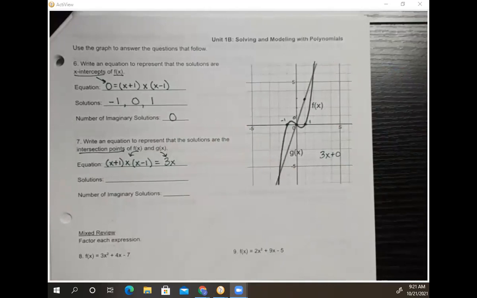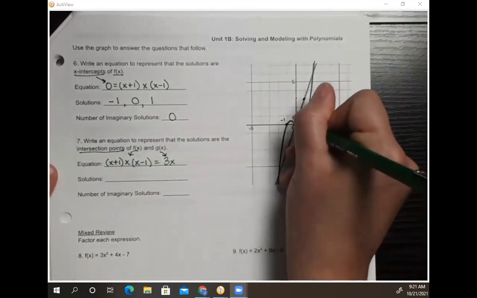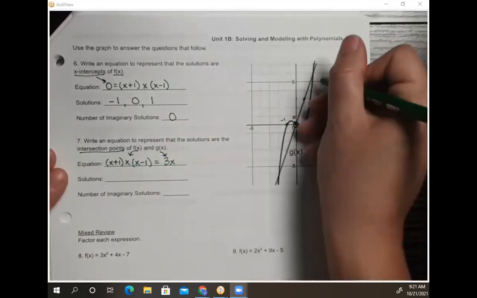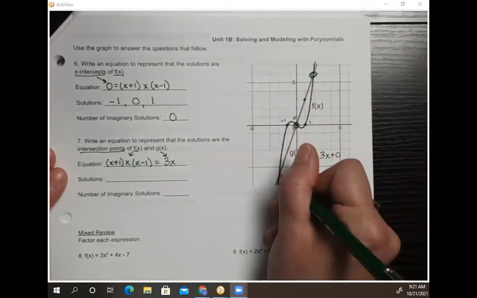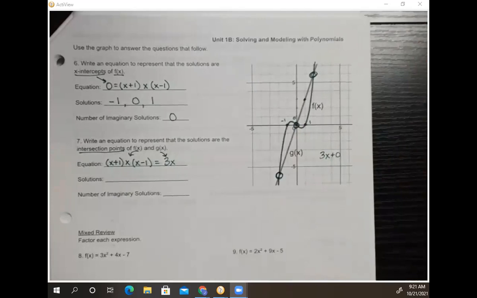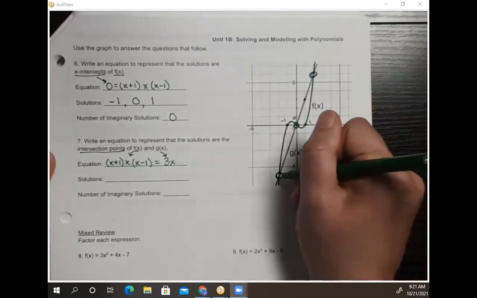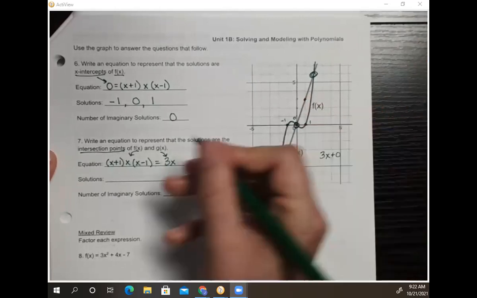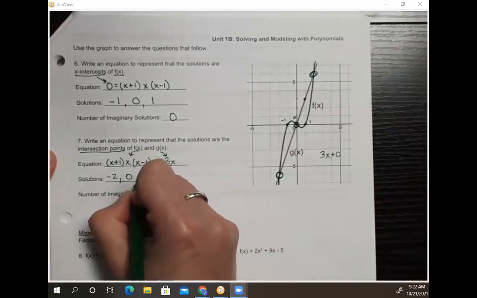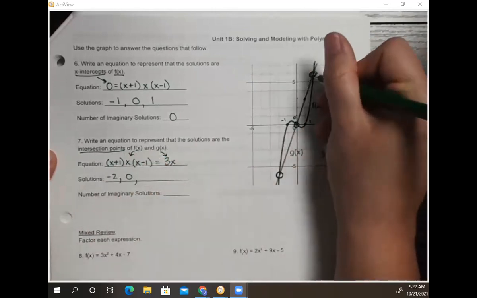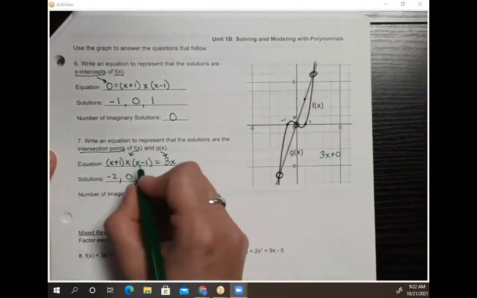And now I want to know how many solutions are there. So the solutions, remember, are my intersection points. So I've got one here. And then I got another intersection up here. And another intersection down here. Remember, we're listing only the x values. So this would be -2, 0, and then +2, right? That's the x value there.